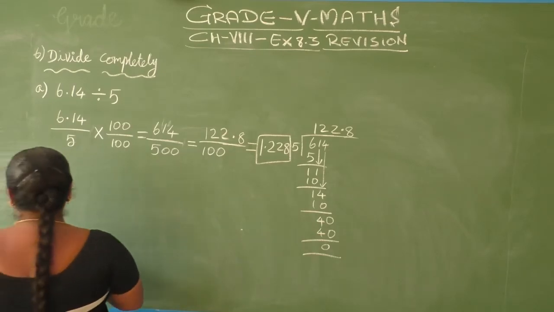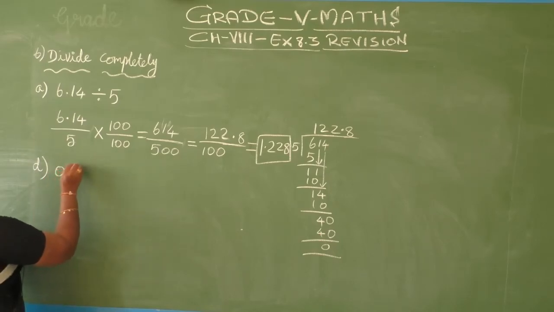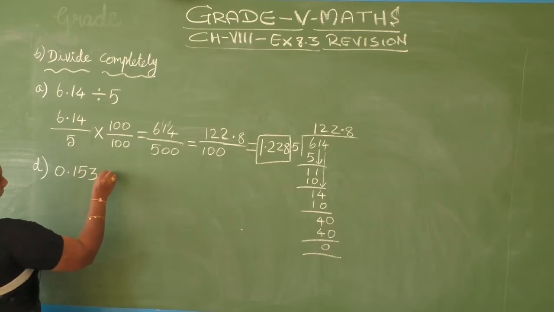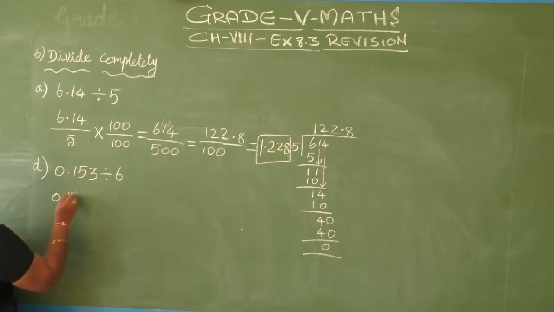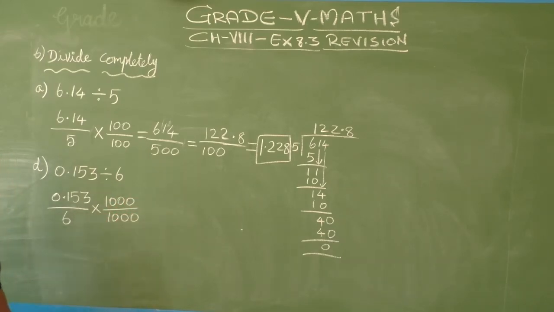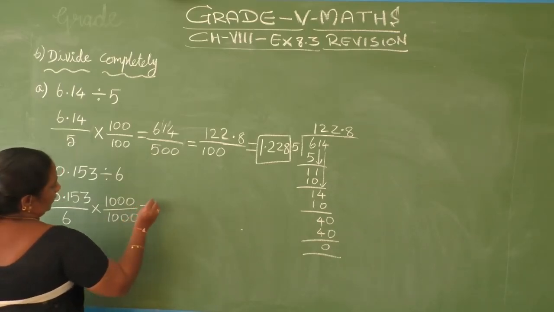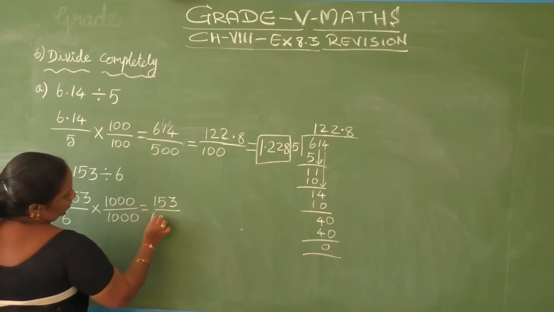Then another sum. I will take the D sum: 0.153 divided by 6. Okay. So as usual, first we have to make a whole number, 153 divided by 6. In the decimal part you have 3 places: 10th place, 100th place, 1000th place. So I am going to multiply by 1000. So what will come? 153 by 6 into 1000, 6000.